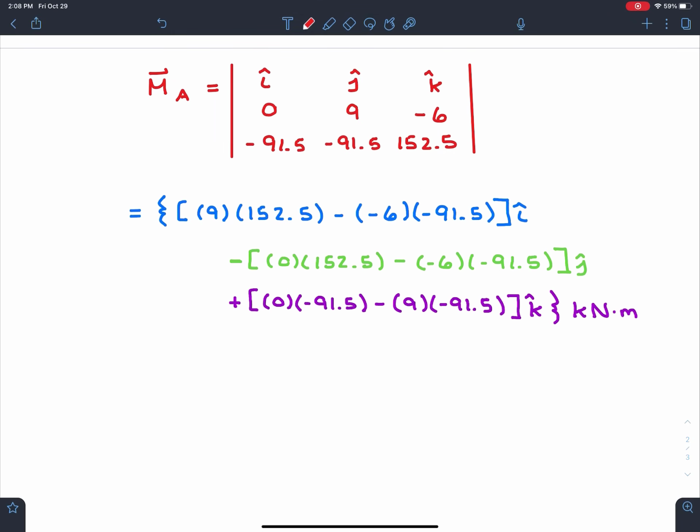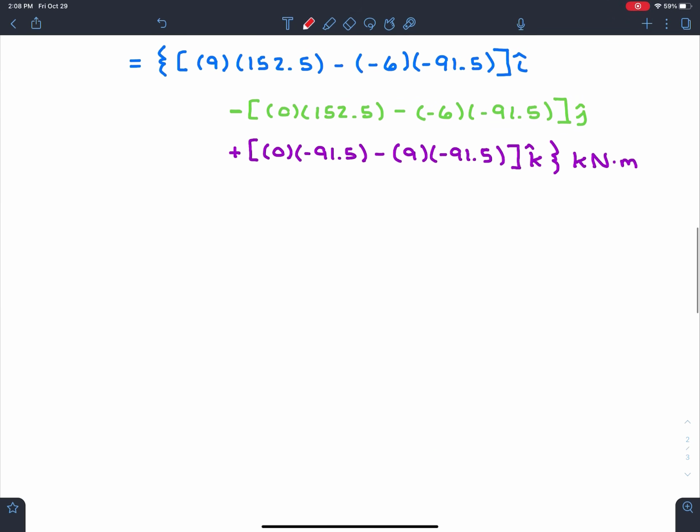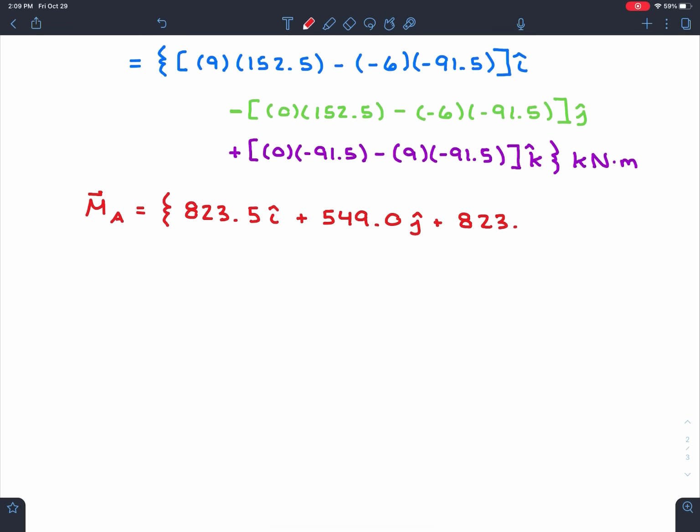Once you do all the math, and I know it looks pretty gross, you will find that our moment about point A is going to be equal to, and I'll just take a look at my notes, 823.5 in the I direction, plus 549.0 in the J direction, and then finally plus 823.5 in the K direction. Again, units are going to be kilonewtons times meters.